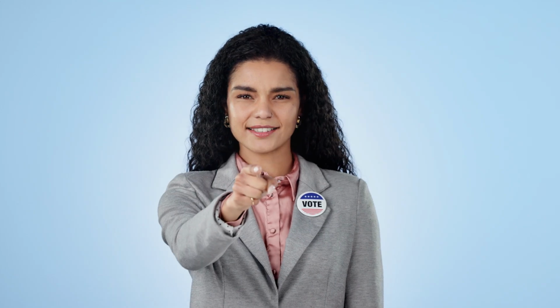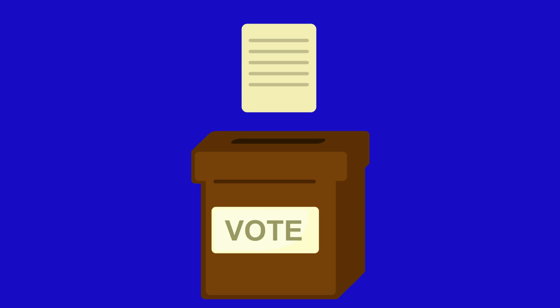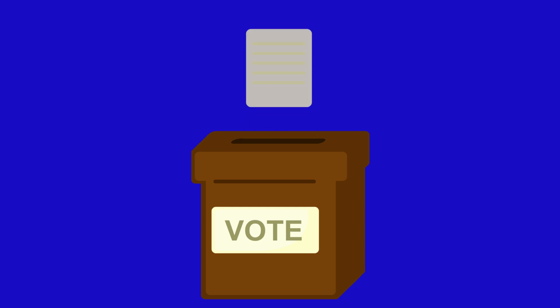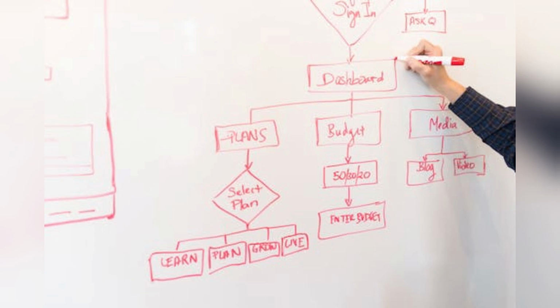So, what's the difference between a primary election and a general election? Why do we have an electoral college? And how does it really work? These are just a few of the questions we'll be tackling in this video. By the end of it, you'll have a much clearer understanding of the election process and maybe even be inspired to get more involved in the democratic process yourself.